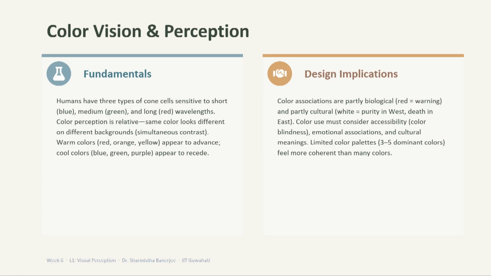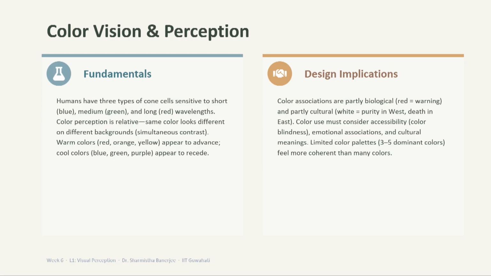So now coming to using these aspects, visual perception and how color vision happens. So humans have three types of cone cells sensitive to short, the blue, medium, green and long, red wavelengths. Color perception is relative. Same color looks different on different backgrounds. So there is this simultaneous contrast. Warm colors, the red, orange and yellow, appear to advance, and cool colors, blue, green and purple, appear to recede back from the plane on which it is placed.